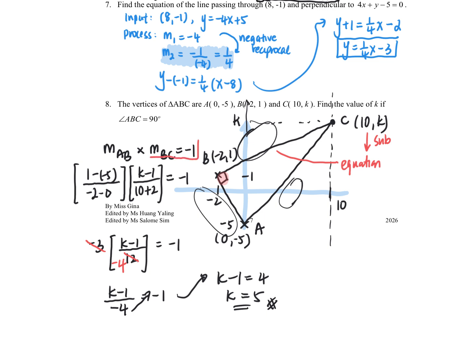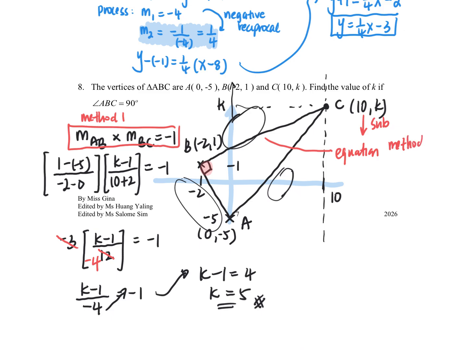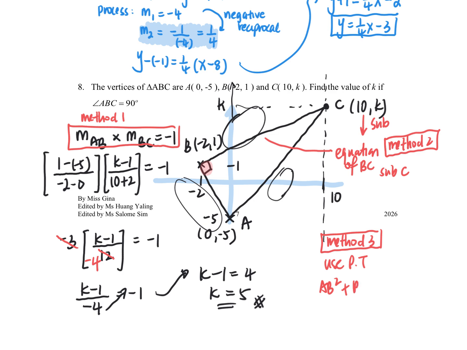So this is one method, method 1. Method 2, go and find the equation. If it's perpendicular, the product is always negative 1, right? The product of the two gradients. Method 2 is finding the equation of BC and then subbing C inside. Method 3, you can use Pythagoras theorem. Write AB squared plus BC squared equals AC squared. Then solve for the unknown K. All the square roots will disappear for the lengths.